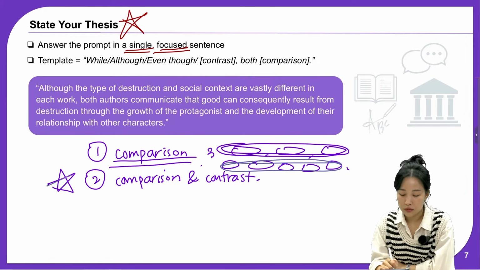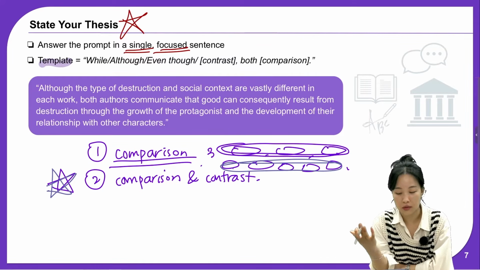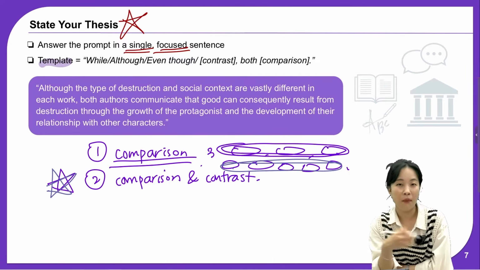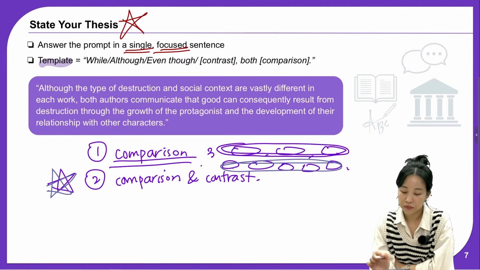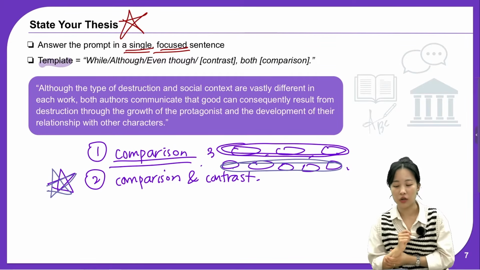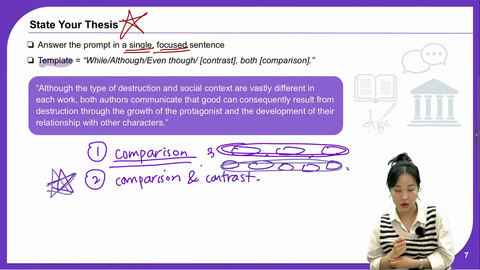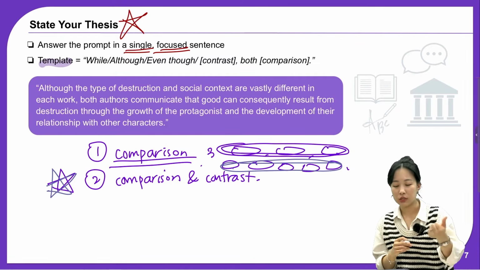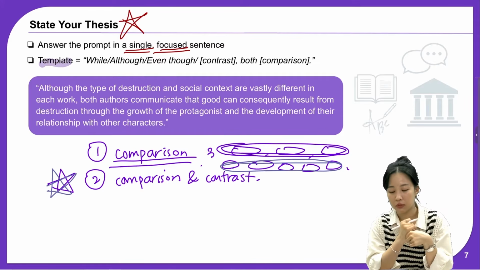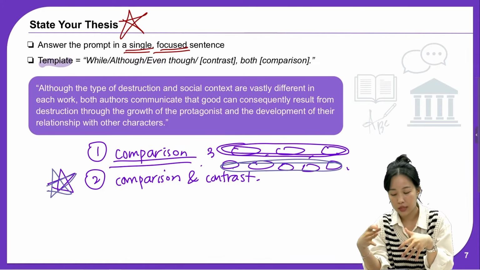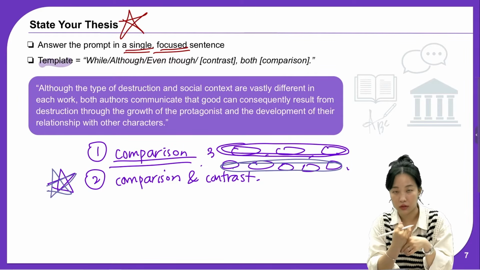In order to go with B though, option B, this is the template that will best help you, which is a structure that starts with a contrasting signpost like while or although or even though, right? There's these kind of differences, both do this together or similarly, okay? And so as an example, it says, although the type of destruction and social context are vastly different in each work, that's the first half of it, we're saying the type of destruction, social context, those are the differences. Both authors communicate that good can consequently result from destruction through the growth of the protagonist and the development of their relationship with other characters, okay?